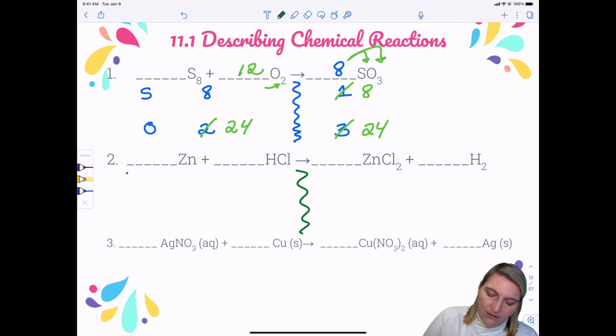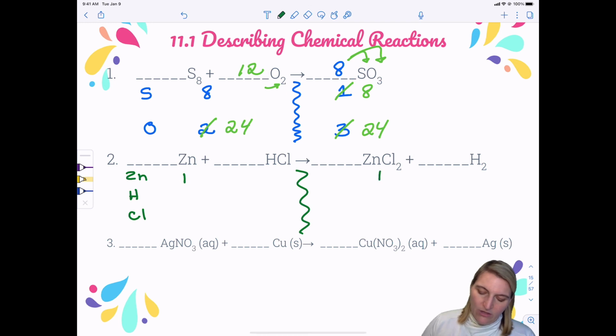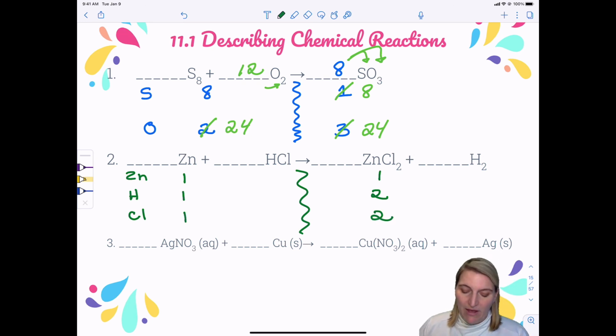Okay, this chemical equation has zinc, hydrogen, and chlorine. There's 1 zinc on each side. There's 1 hydrogen on the left and 2 on the right, and 1 chlorine on the left and 2 on the right. So my zinc is balanced.